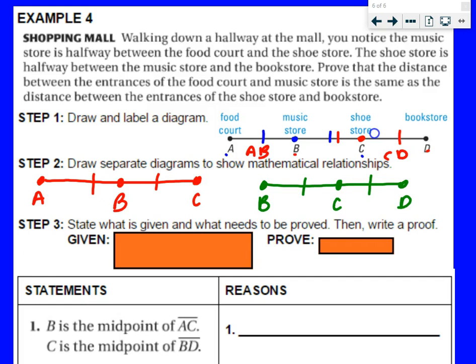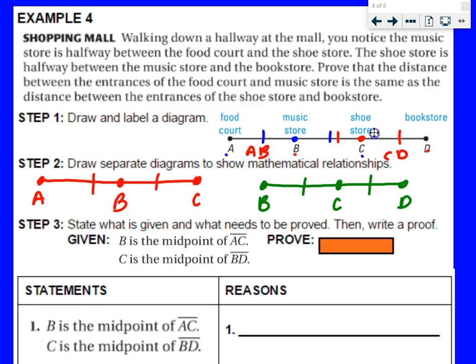Step 3, state what is given and what needs to be proved, then write a proof. Well, our given is what we just drew out. B is the midpoint of AC, and C is the midpoint of BD. We were given that in our information. It was halfway between. We want to prove that AB equals CD. So we want to write that in our notes, and then we are going to write a 2-column proof to prove this fact.